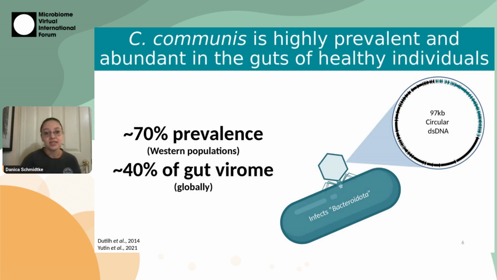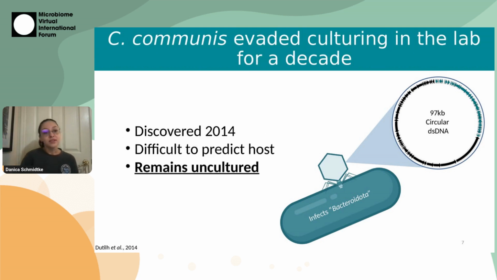So the phage I'm going to talk to you about today is called the prototypic crAssphage or Carjivirus communis. And this phage is really interesting to us because it's incredibly prevalent and incredibly abundant. And so we think this phage is present in tons of healthy individuals throughout the world, and that it is found in up to 70% of all people in Western populations and can make up to 40% of the gut virome globally. This phage was discovered in 2014 through computational methods, and it was thought to have this circular 97 kilobase double-stranded DNA genome, but it was really difficult to predict what its bacterial host was.